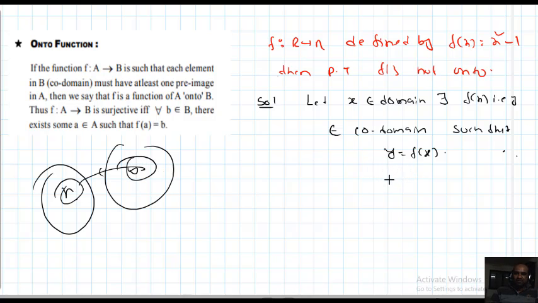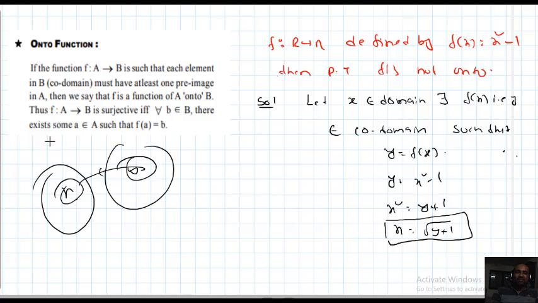Okay. Y equal, instead of f of x, what can I write? x square minus 1. Try to make x the subject here. x square equals y plus 1. x equals root over y plus 1. Now cross checking: for every y there should be an x.